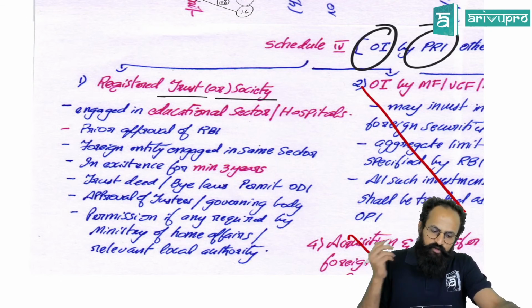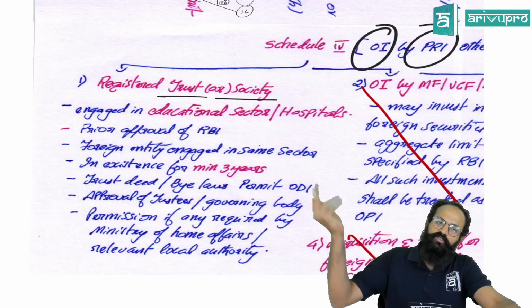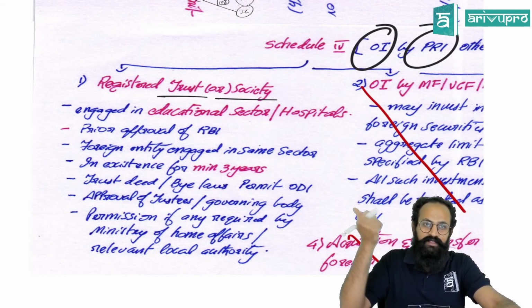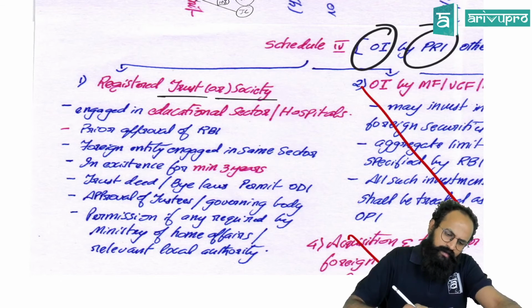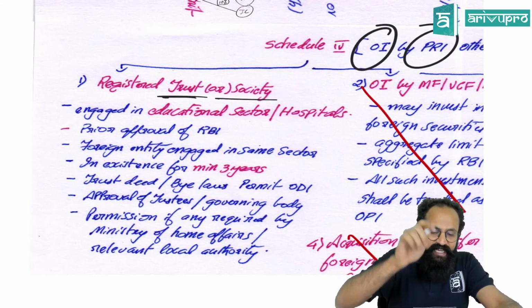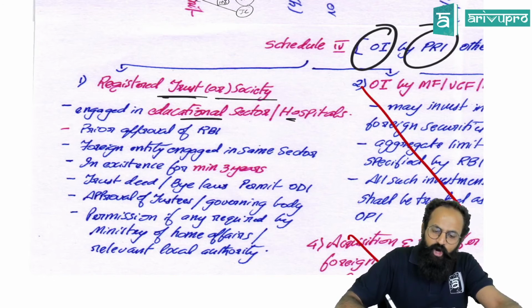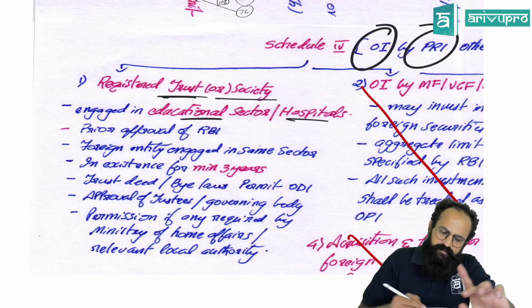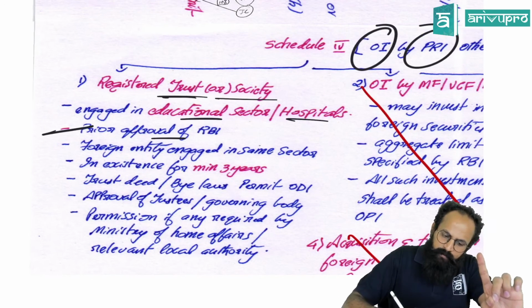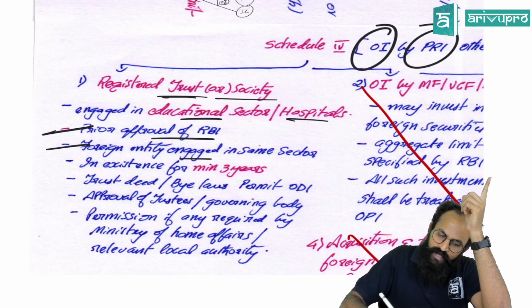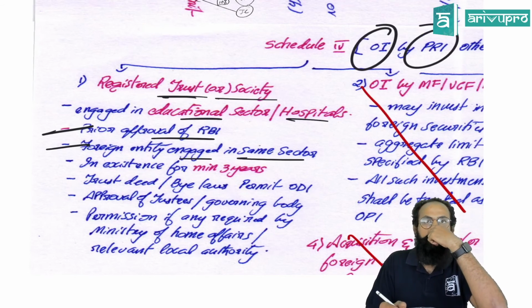Yes, people. So if at all I want to set up a school outside India, a college outside India, a hospital outside India, for them ODI is allowed. Now, what does it say? A registered trust or society engaged in the educational sector or hospitals. Sir, can they make an overseas investment? Yes, with prior approval of RBI. The foreign entity should also be engaged in the same sector.